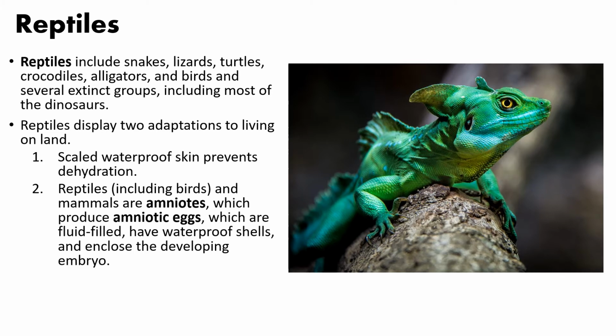Now the second really important adaptation is going to be the amniotic egg. Now both reptiles, birds, and mammals are all going to be what we call amniotes. So they're going to have this amniotic structure. It's going to be slightly different in some of the mammals because we don't lay eggs externally. But if we're talking about the reptiles and the birds, they're going to produce amniotic eggs, which are going to be fluid-filled and are going to have these waterproof shells.